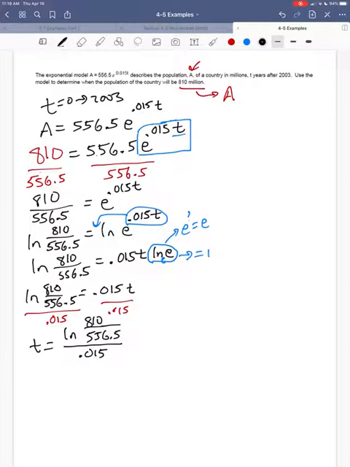The directions here don't say what to do with this problem. It might say to take this answer. Oh no, this says use the model to determine when it will be 810 million. So I need to know what year that's going to happen. So I need to know what t is as a decimal. So I'm going to have to do that on a calculator. On a calculator, there's sort of two types.